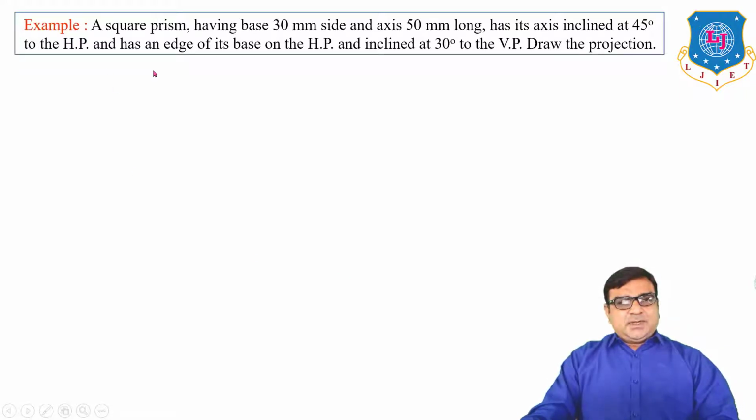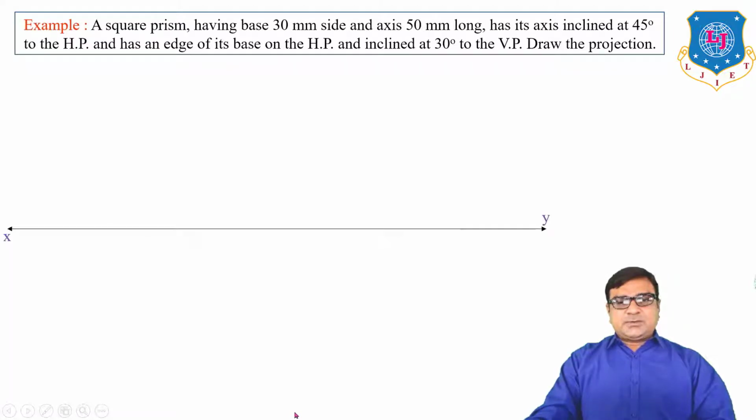Next problem. A square prism having base 30 mm and axis 50 mm long has its axis inclined at 45 degree to HP and has an edge of its base on HP and inclined at 30 degree to VP. Draw the projections. So first, draw the XY line. Here our solid is a square prism, means the base is square, the top is square, and there are rectangular lateral surfaces.